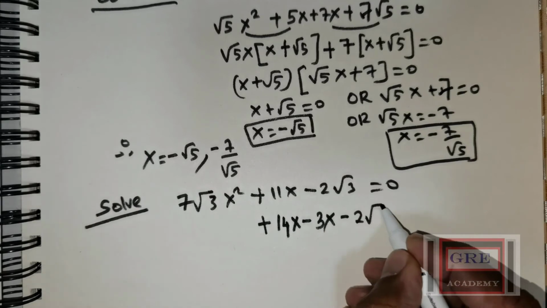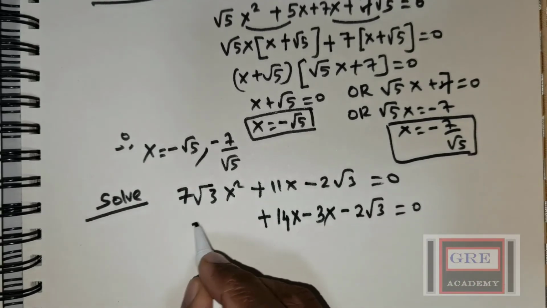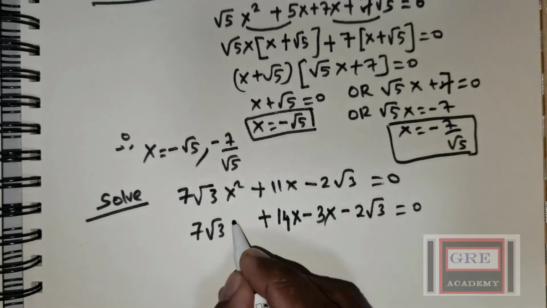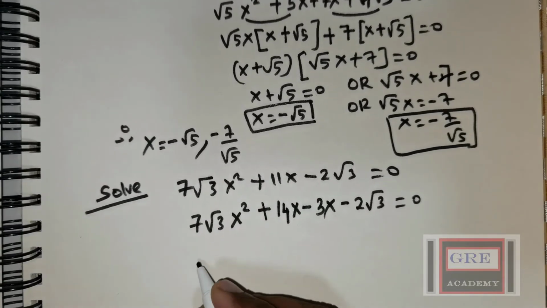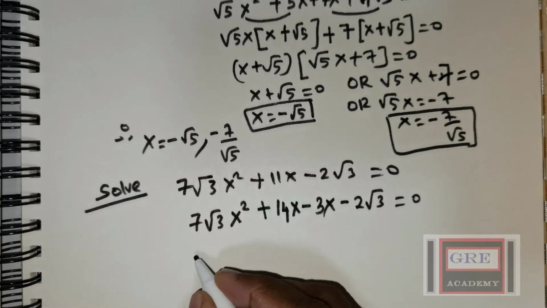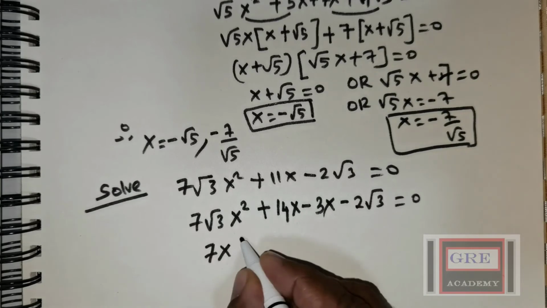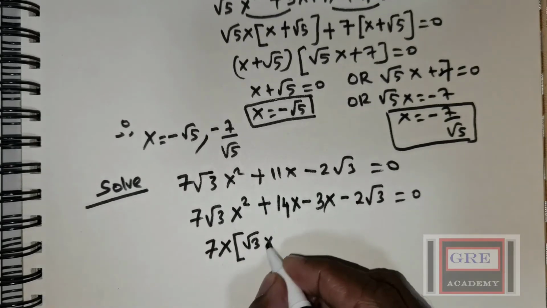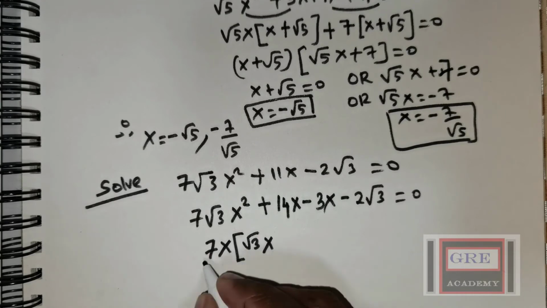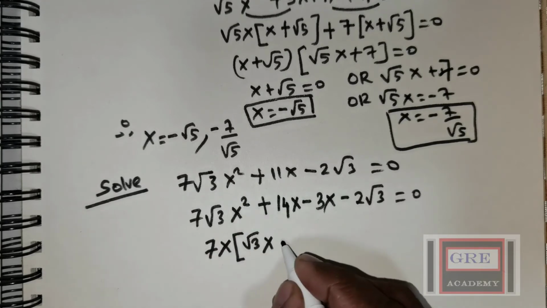So you need to be aware of such disintegration. That comes only by practice. So you need to be practicing and more practice. Now I'm taking 7 out. If I take 7 out, of course I have to take x also out. So this would give me root 3 times x, because root 3 times x multiplied with 7x would give me 7 times root 3 times x squared.